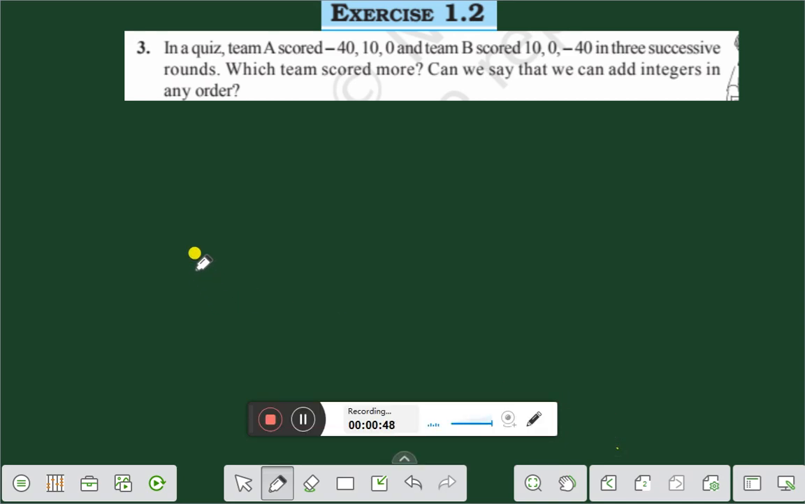Let us find. First we will find the score of team A. The score of team A will be equal to minus 40 plus 10 plus 0.